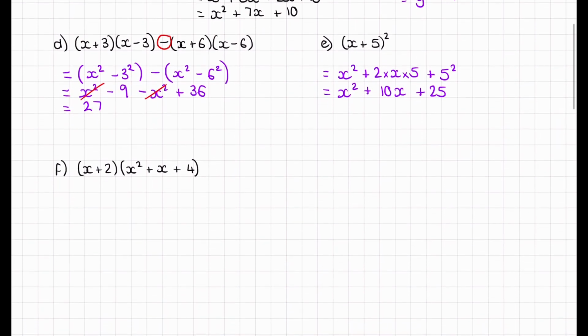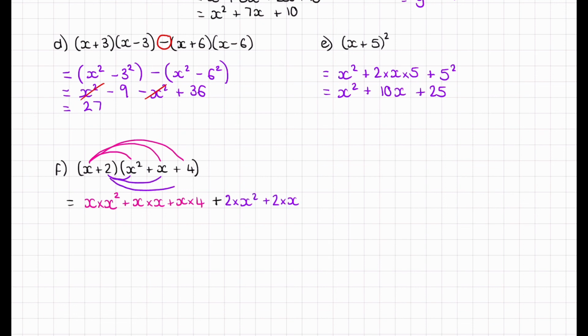Now this last one, F, it looks a bit difficult, but it's the same type of idea as what we've been doing. So everything in the first bracket has to be multiplied by everything in the second, just as we've done before. So we'll do x times x squared, then we'll have x times x, and then we'll have x times 4. Then we do the 2 with everything, so we'll have 2 times x squared, 2 times x, and 2 times 4.